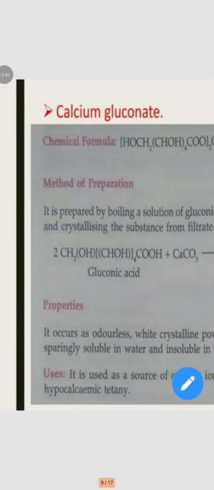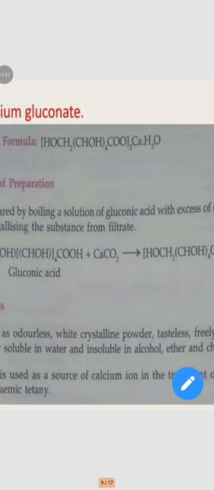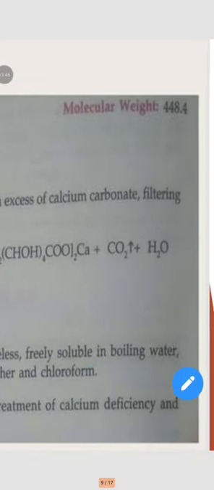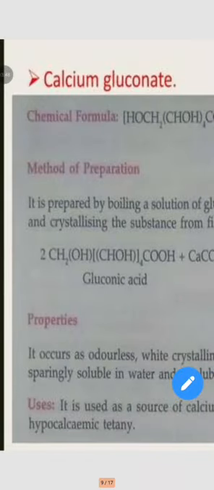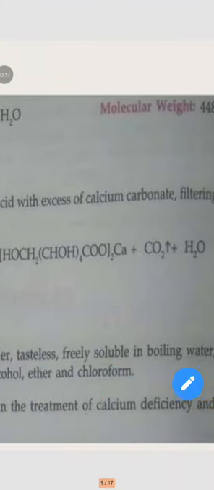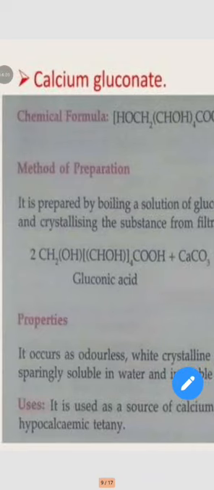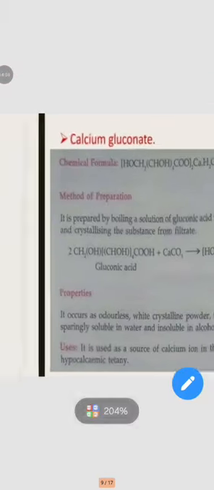Then uses. It is used as a source of calcium ion in the treatment of calcium deficiency and hypocalcemic tendency. So calcium gluconate is used as the source of calcium ion in the treatment of calcium deficiency and hypocalcemic tendency.